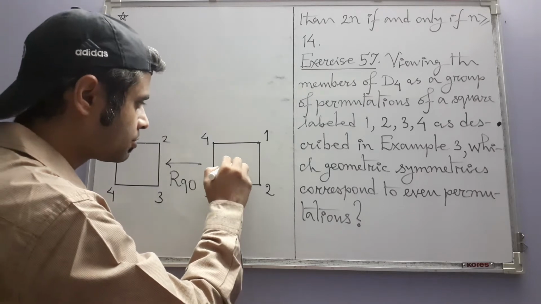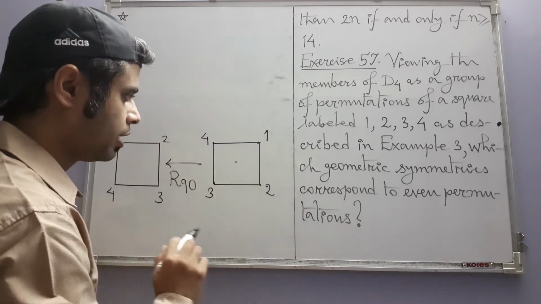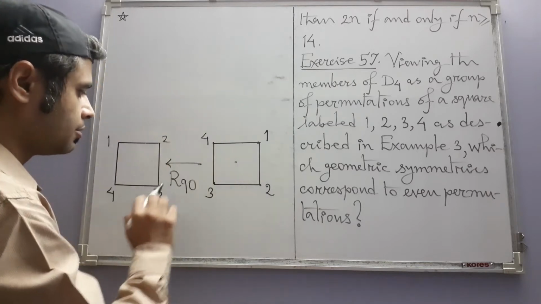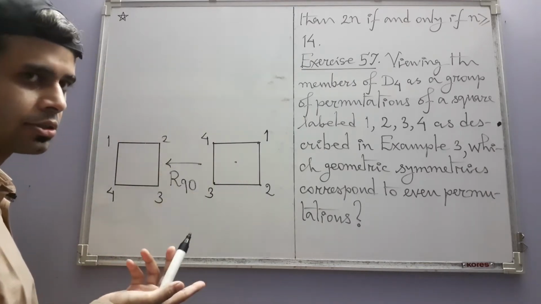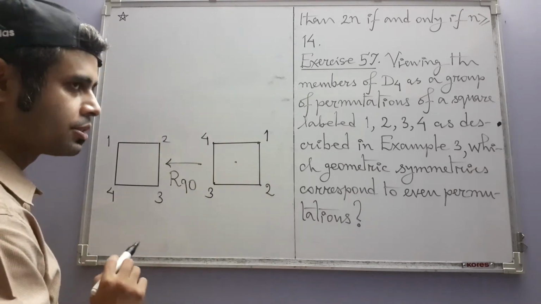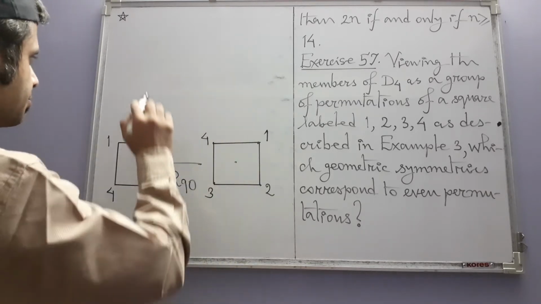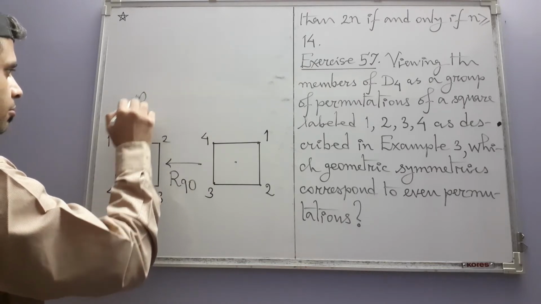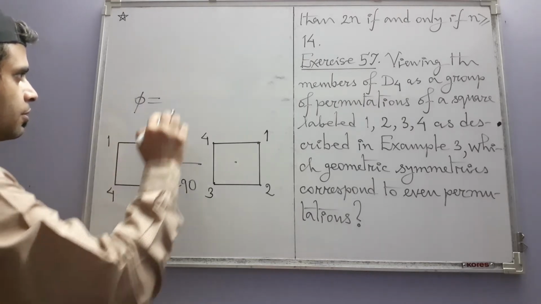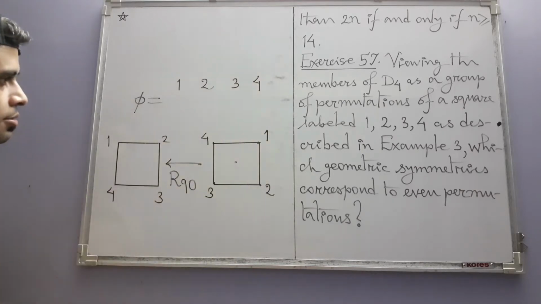And the central point of course is the point you already know, the point of intersection of the two diagonals. Now instead of thinking of this as a geometric transformation, you can also think of it as a permutation of the vertices. Because if you think of it, say you define a mapping like this, say you name it phi, and you have the original vertices like this.